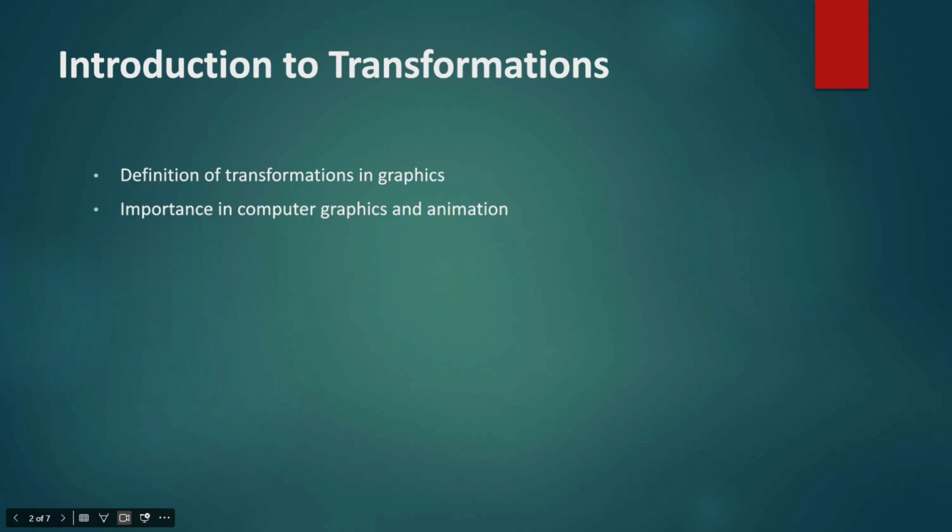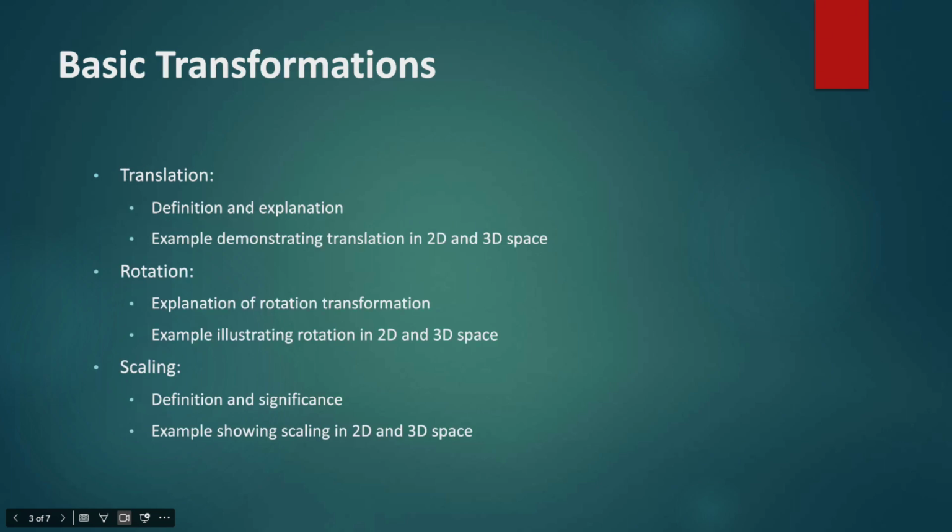For example, instead of storing multiple copies of an object in different positions, a single object can be transformed to appear in various locations within the scene. Basic transformations. Translation: definition and explanation. Example demonstrating translation in 2D and 3D space. Rotation: explanation of rotation transformation. Example illustrating rotation in 2D and 3D space. Scaling: definition and significance. Example showing scaling in 2D and 3D space.